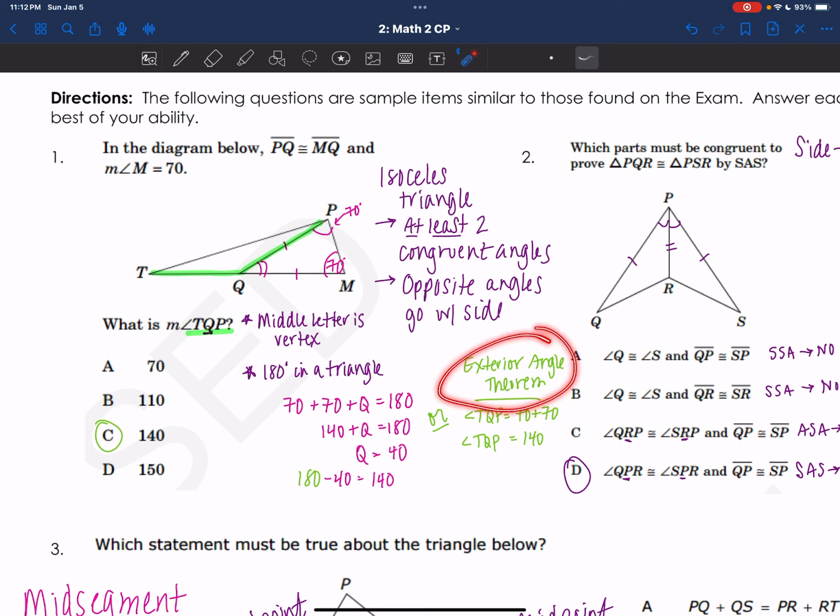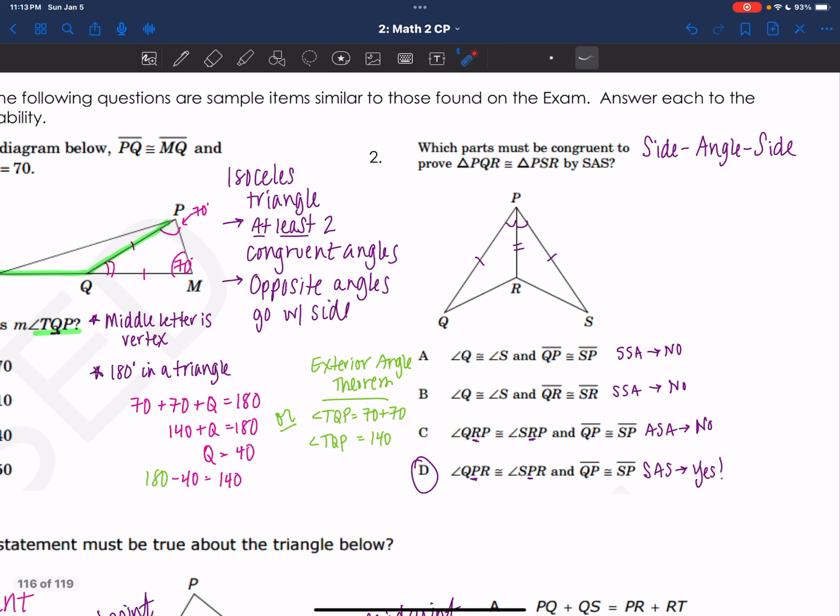The other way is the exterior angle. So we want to find, this is the angle we want to find anyways. So what you can do is this angle plus this angle equals this angle right here. So either way works, but your answer should be 140.